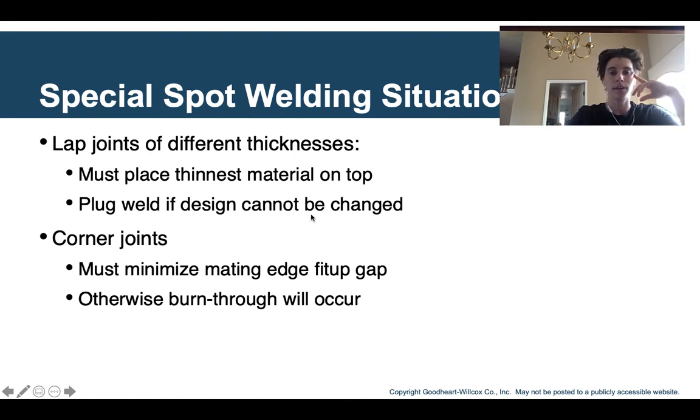If you can't do a tack weld with it, then you'll change it to a plug weld. If you're doing corner joints, which you can't do with a machine like this but can with different machines, you have to make sure they fit up super, super tight.